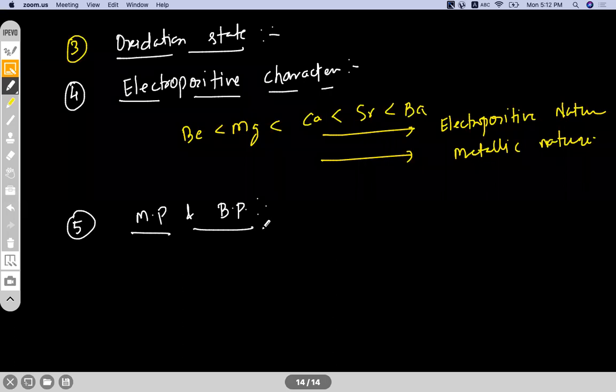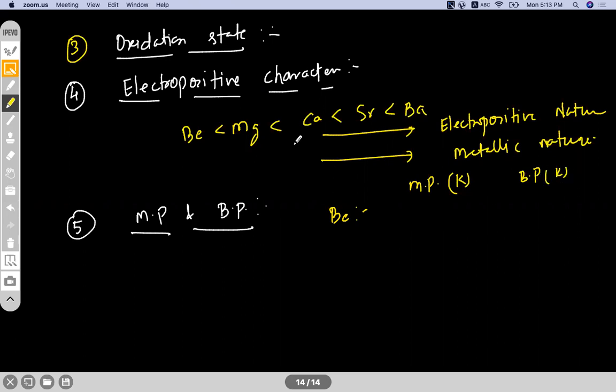However, what you can keep in mind, beryllium, if I write down the values here, you see. I'll write down the table here, melting point and boiling point, both in Kelvin. Just one thing you have to memorize: for beryllium, the melting point and boiling point are both maximum. 1560 is the melting point and 2750 or 45 is the boiling point.